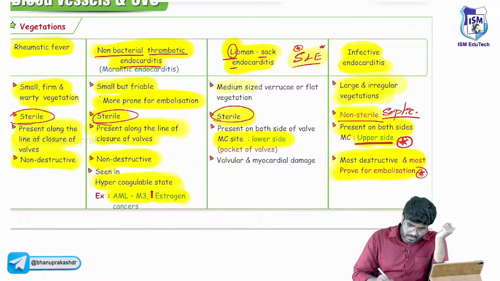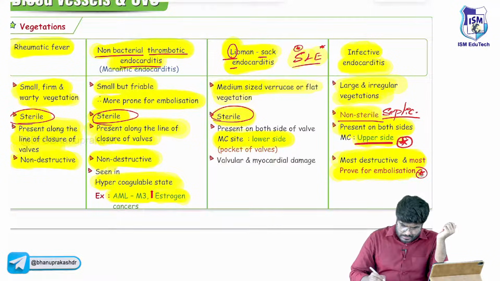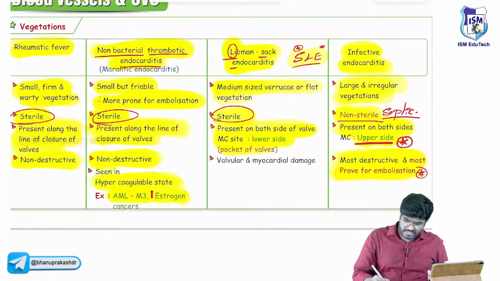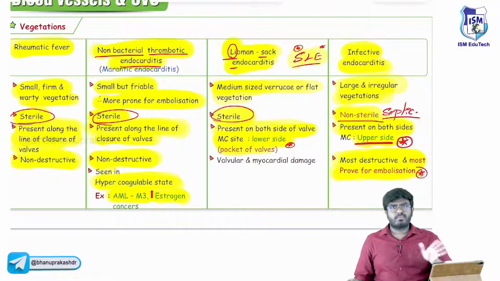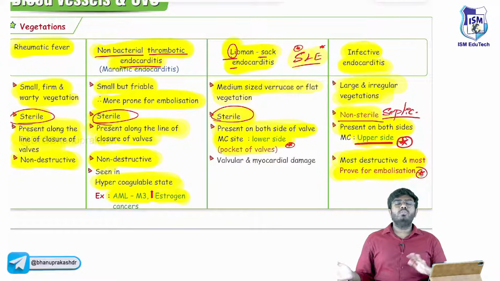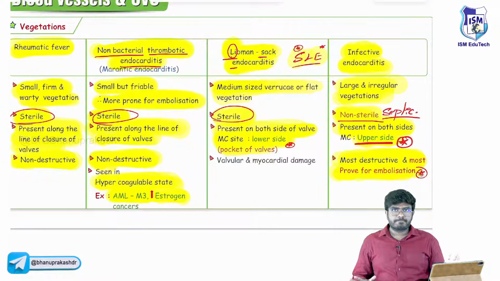Next, sir, these vegetations are medium sized, present on both surfaces of the wall. These points are very much enough for your exams. So, there are 4 different conditions where you can see vegetations: rheumatic fever, non-bacterial thrombotic endocarditis, Libman-Sacks endocarditis, and infective endocarditis. How to differentiate them? Done. With this, the vegetation topic is also completed.